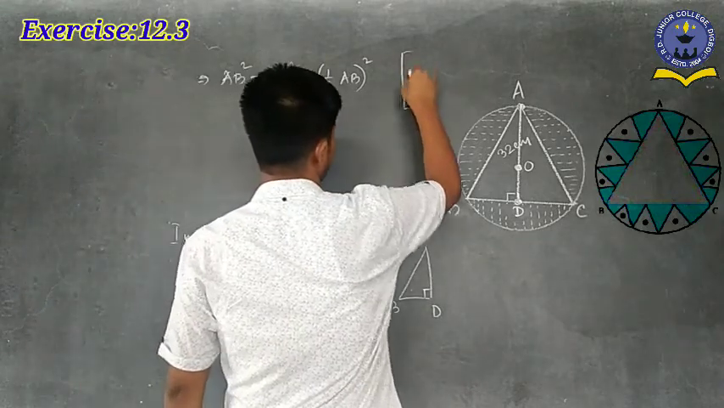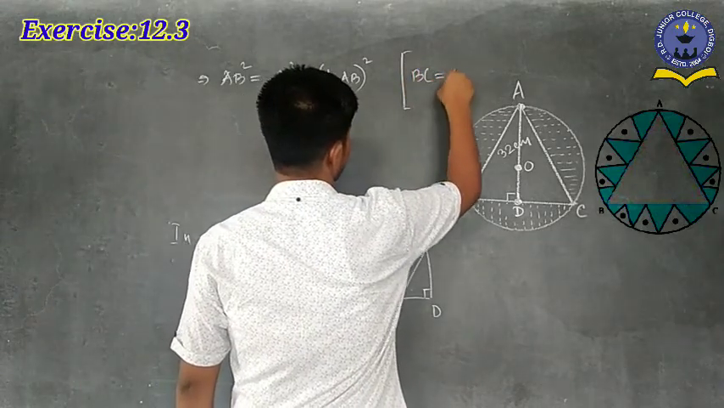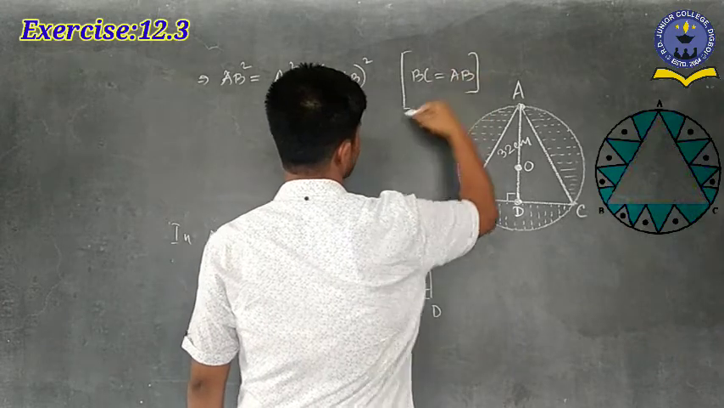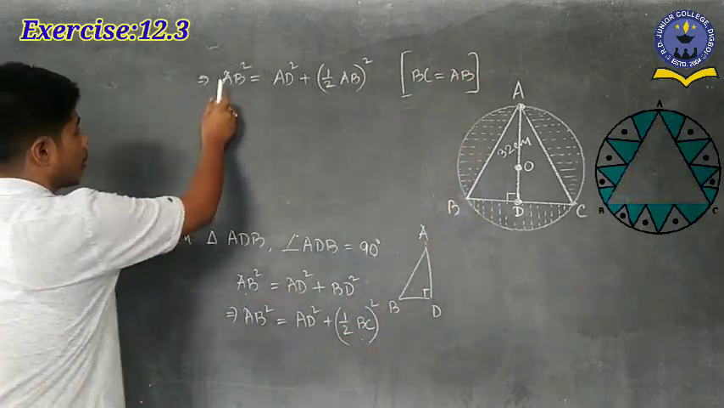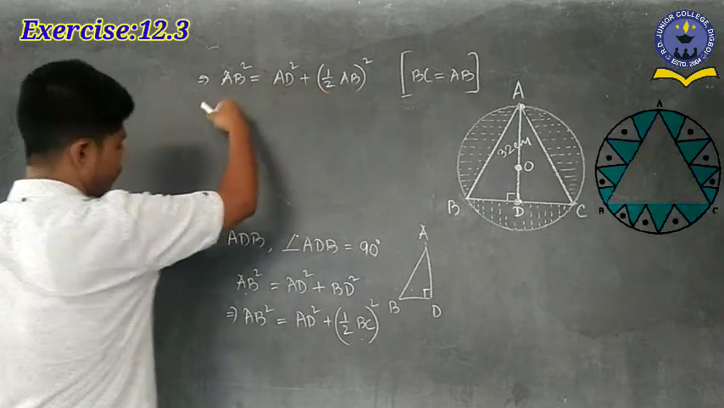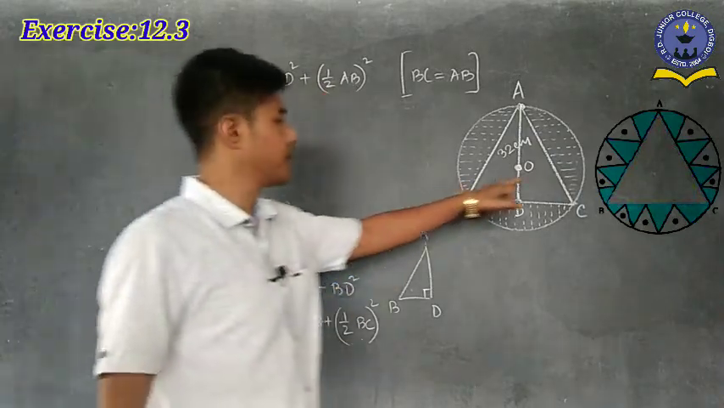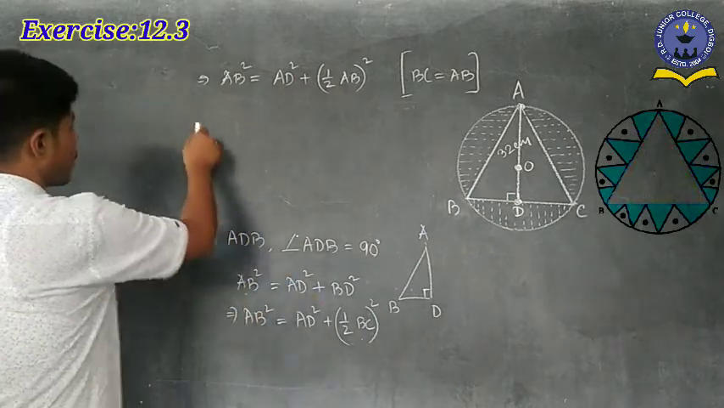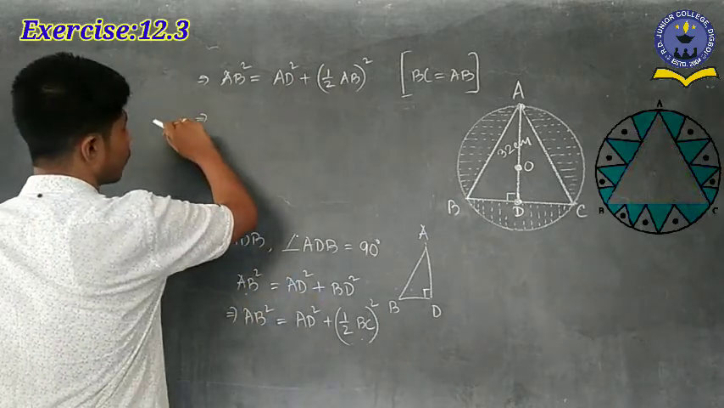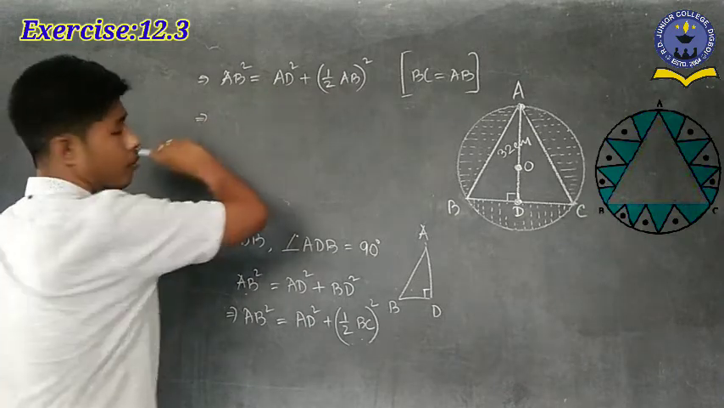Inside, if you want, you have to write this one. BC means we can write AB also, or in place of AB we can write BC also. Is it clear? Why in place of AB we can write BC, or in place of BC we can write AB? Because ABC is an equilateral triangle. I think all of you understood this. So now after that, AB value we don't know, but we know the value of AD.